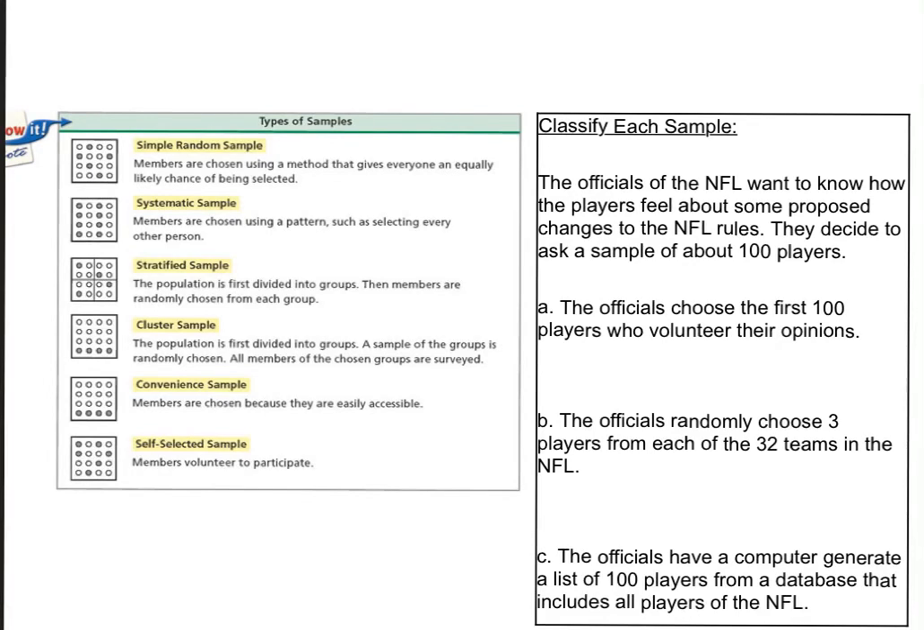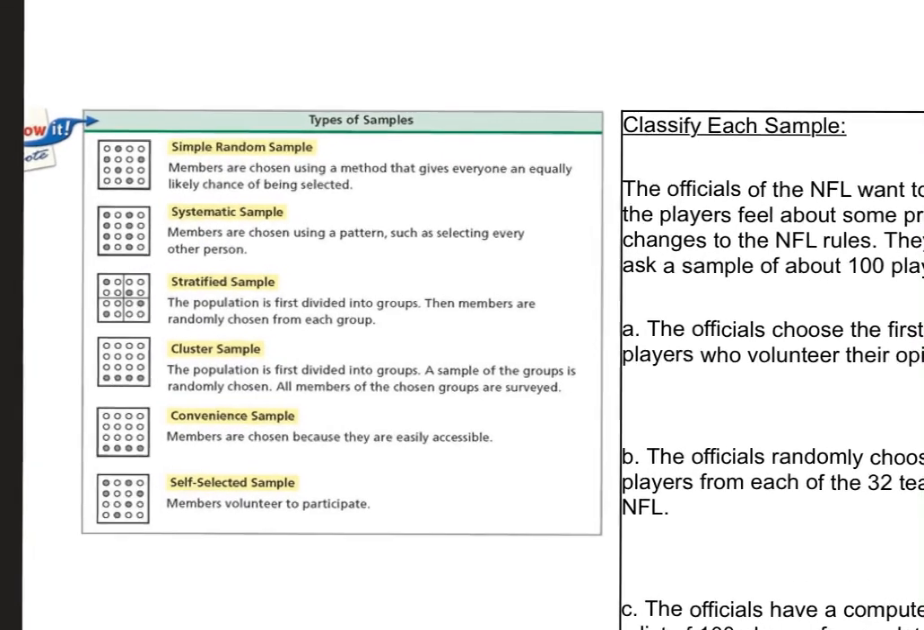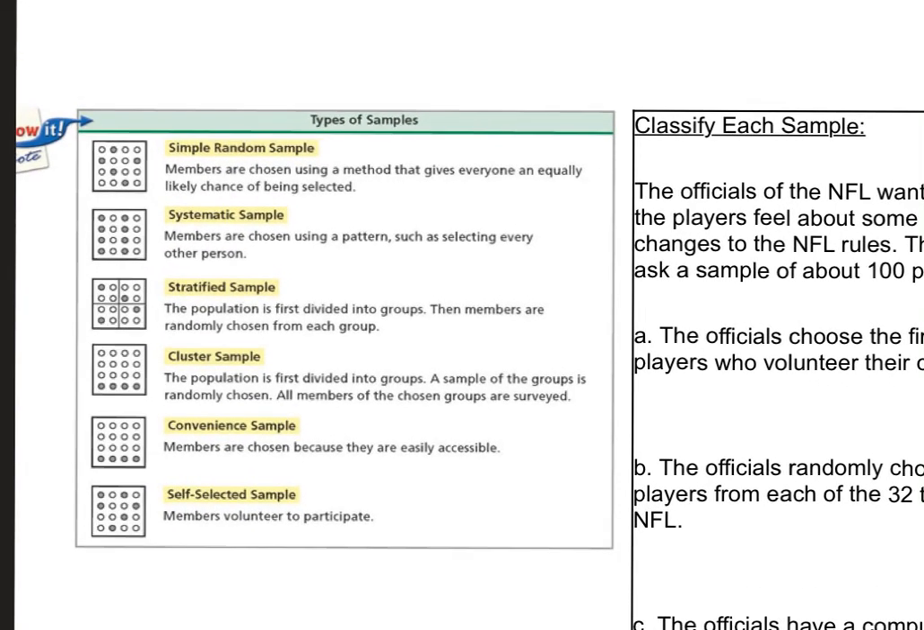The first thing I'm going to go through is the types of samples. What I'm going to do first is go over the ones that are highlighted in yellow on the left. The first one is simple random sample. Simple random just means anything that you can think of that's completely random and not a specific pattern.